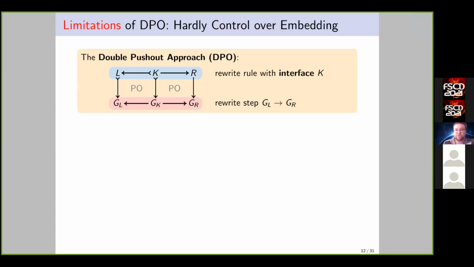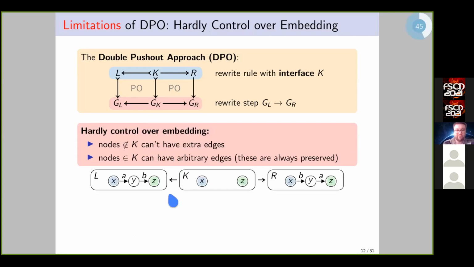Another drawback of the double pushout approach is that you have hardly any control over the embedding of the left-hand side in the host graph. So what do I mean by this? The only control you have is what you put in the interface. Nodes that are in the interface can have arbitrary connections with the host graph, with the context. And nodes that are not in the interface cannot have any connections with the context. But since we don't have control over what connections X and Z have with the context, it can be arbitrary, so we can also have cycles here. In particular, we can have directly an edge from Z to X.